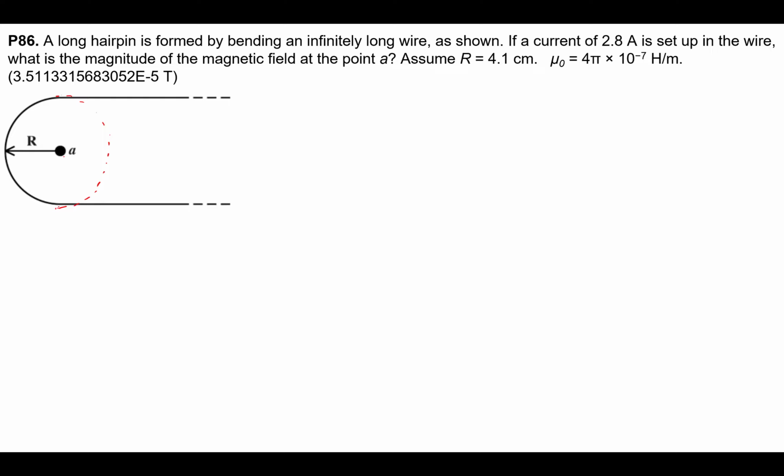Now we have a current source. We have a current source and then find out the magnetic field. So this is the typical problem. The current source is given, and then find out magnetic field. Okay. So that's the thing.